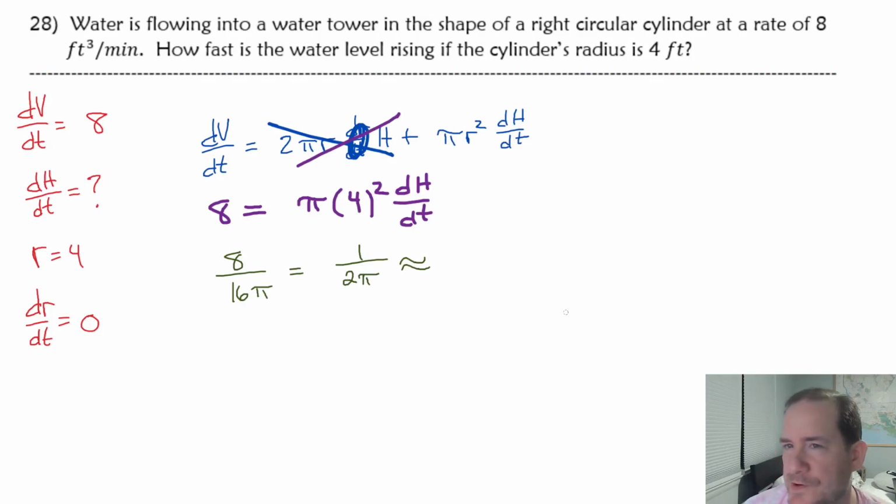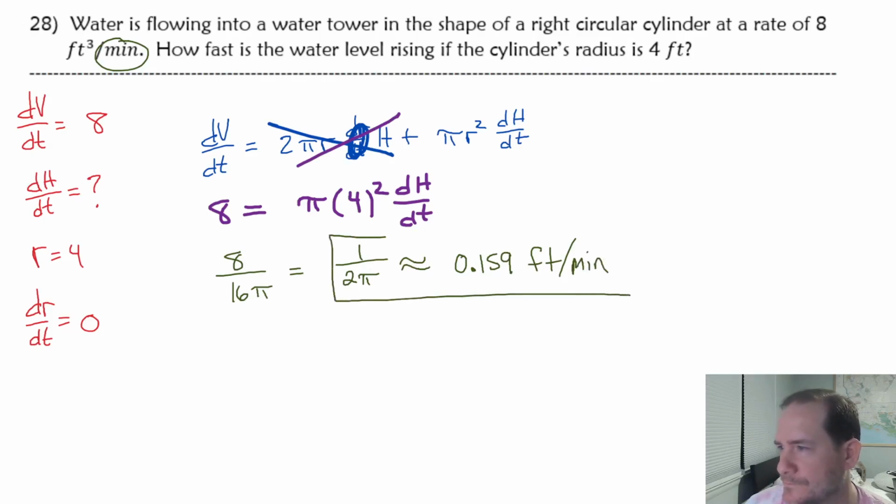Okay, 0.159. And again, since this is the rate of change of the height, it's going to be in plain old feet and minutes, so feet per minute. So that's it for that.